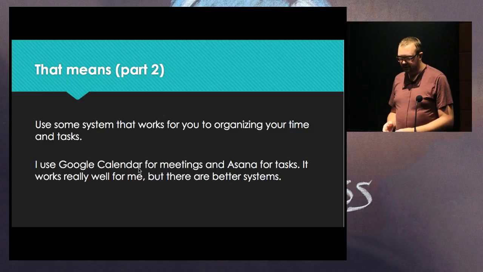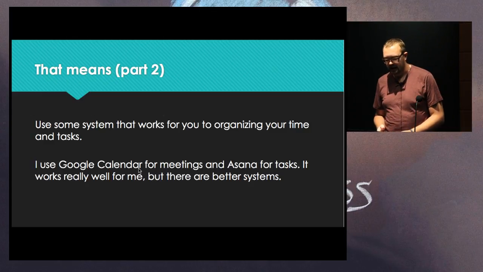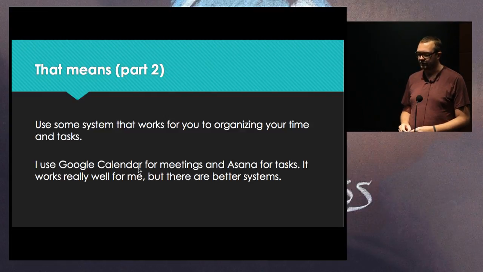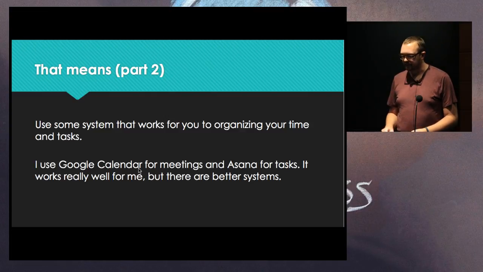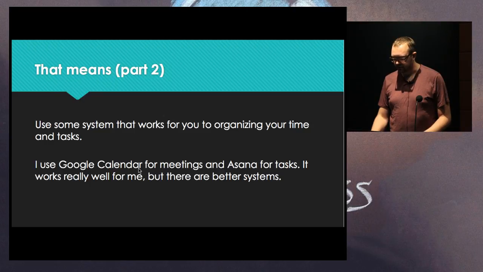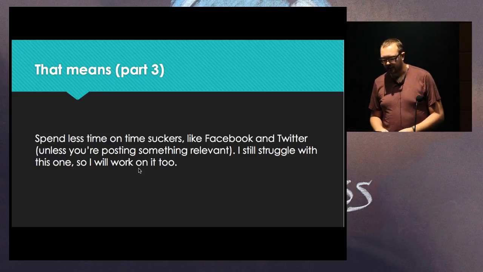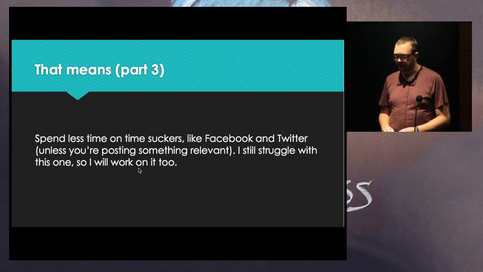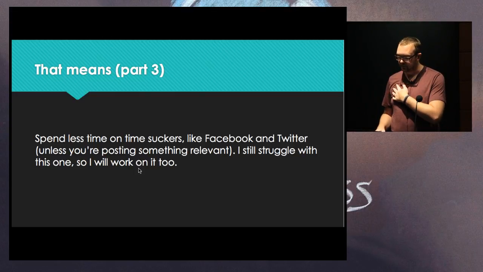use some system that works for you to organize your time and tasks. I use Google Calendar for meetings and Asana for tasks. It really works for me, but there are better systems, I know. So use the ones that work for you. Spend less time on time suckers like Facebook and Twitter unless you're posting something relevant. I still struggle with this one, so I'm going to work on it too, okay?